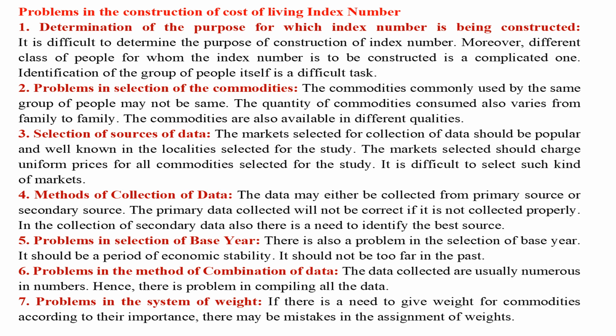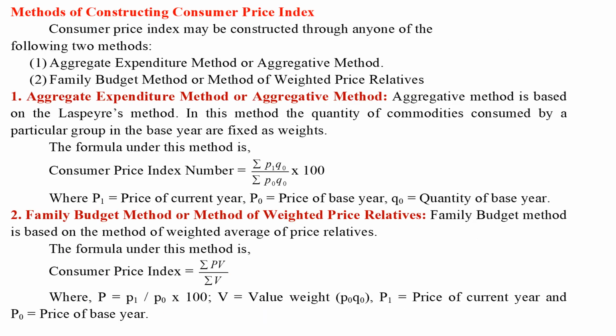assignment of weights. Methods of constructing consumer price index. Consumer price index may be constructed through any one of the following two methods. 1. Aggregate expenditure method or aggregative method. 2. Family budget method or method of weighted price relatives.